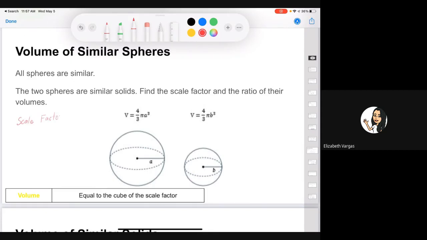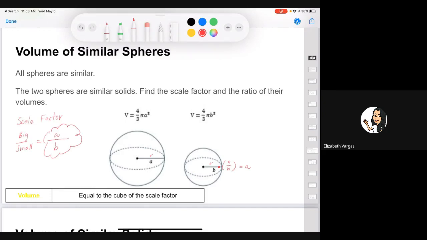is that the scale factor determines how my dimensions have been changed. So again, big over small. And here we're working with radiuses. How are my radiuses changed? Well, in my bigger sphere, my radius is A. And in my smaller sphere, my radius is B. Right? So that basically tells me that B was multiplied by a scale factor of A over B to give me A. Right? So that is my scale factor.